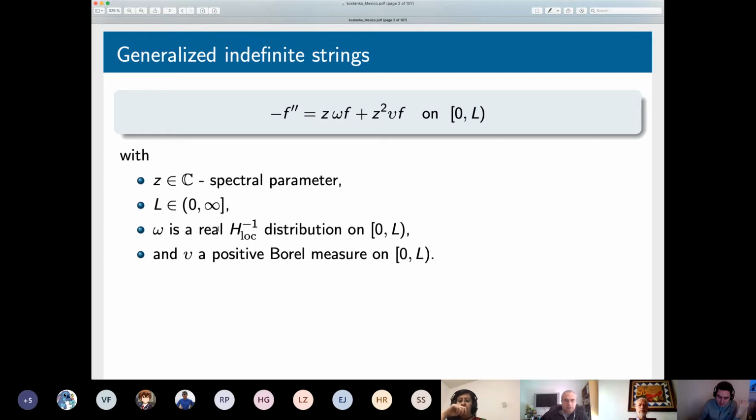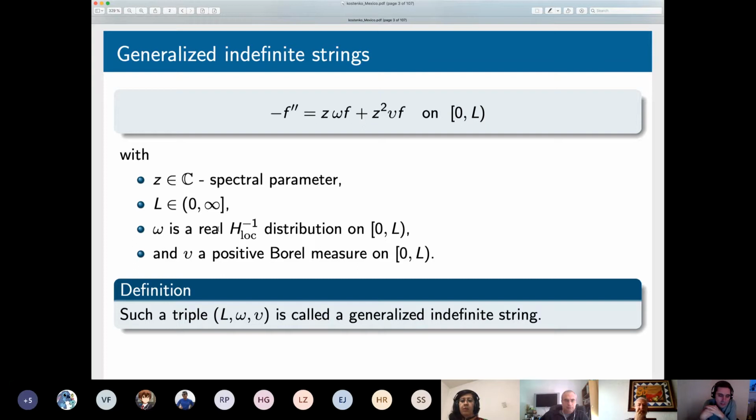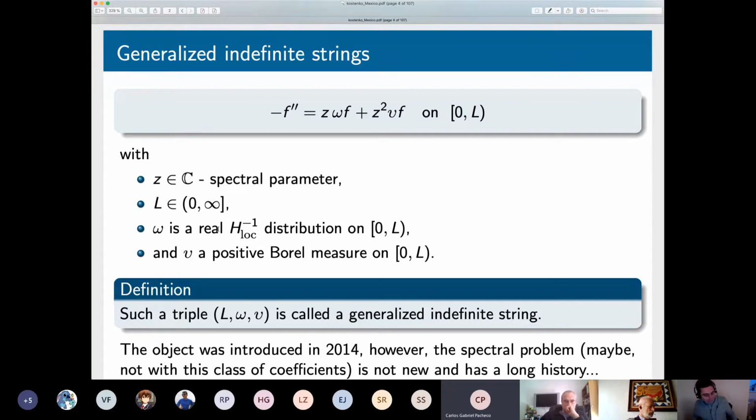In fact, we decided to call such a triple, so there are three parameters which determine this equation: the length L, omega, and a measure v, a generalized indefinite string. Why the term indefinite string? I think I will be able to explain this on the next slides already. Indefinite because of omega here.